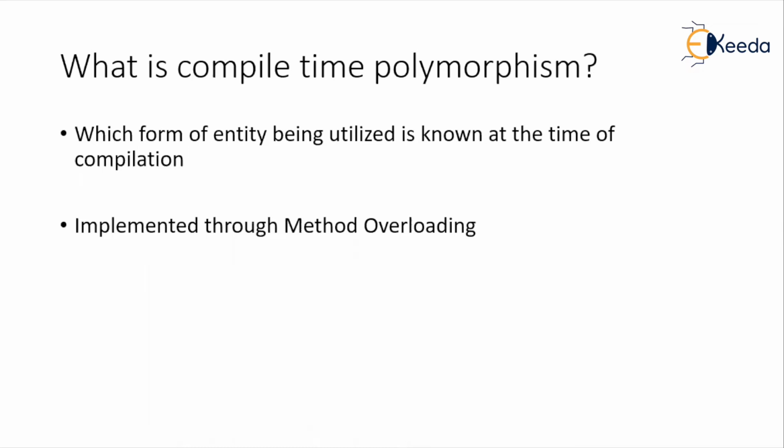And compile time polymorphism is implemented through method overloading. Now, what is method overloading? One method is implemented in multiple forms within a class where the method name is the same, however, other parameters will be different. So let's look at this compile time polymorphism through a code.